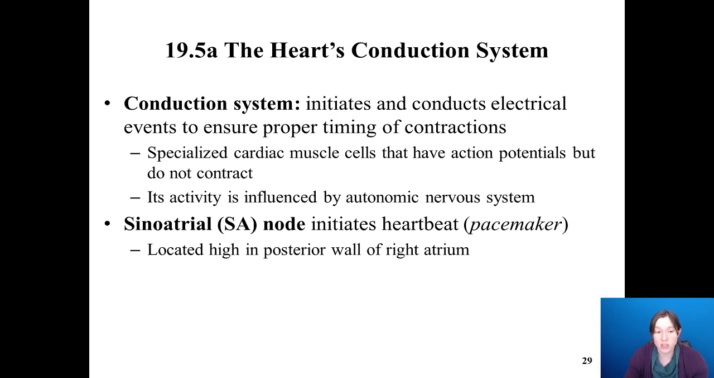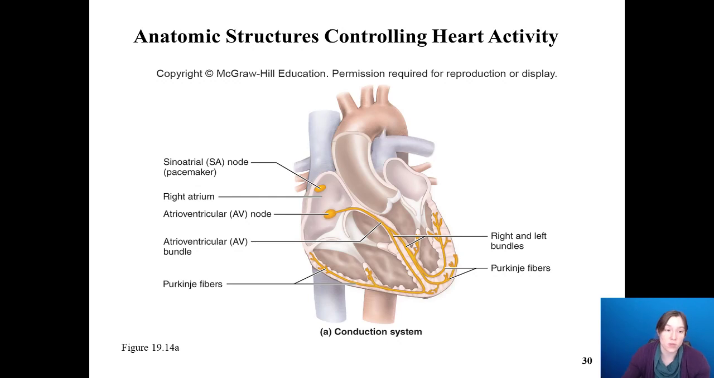So first we'll talk about the sinoatrial node, or SA node. This is the pacemaker of the heart. It usually initiates the heartbeat. It's located high in the posterior wall of the right atrium. So this is the SA node, and that's where this should depolarize most often, and it's going to be the fastest at depolarizing, and we'll talk about how exactly that happens in lecture. And this is going to be important for starting the heartbeat. Next, it's going to move through the walls of the atrium and eventually get to the AV node, or the atrioventricular node.